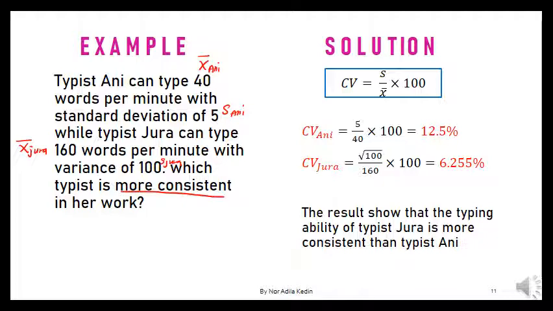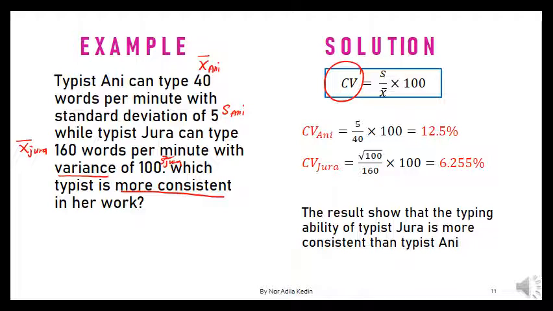Setiap kali soalan tanya yang mana lagi konsisten, terus pakai CV. CV untuk Ani, 5 bahagi 40 darab 100. CV untuk Jura, punca kuasa 2 100 bahagi 160. Kenapa kena punca kuasa 2? Because dia bagi variance as kuasa 2. Dalam formula nak standard deviation. So, variance, nak cari standard deviation, punca kuasa 2 kan. CV Ani 12.5, CV Jura 6.255.